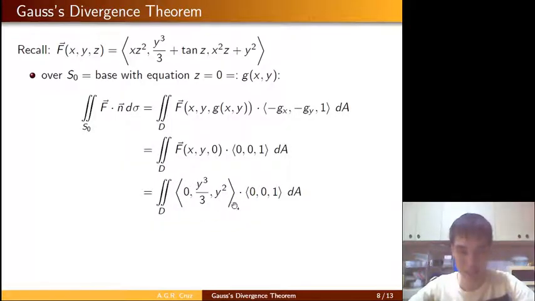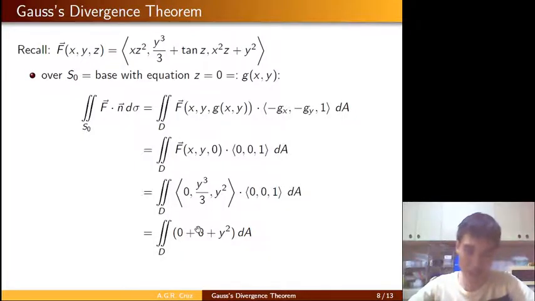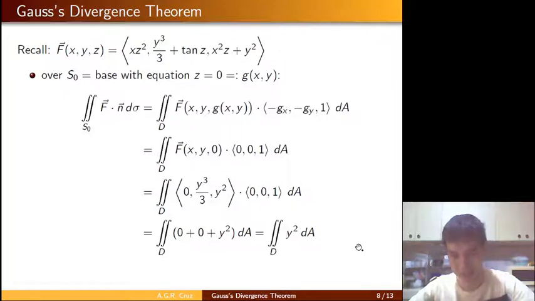And then you take the dot product of this vector with 0, 0, 1. Okay, let's dot these two vectors together. What do you get? You should get 0 times 0, that's 0. Y cubed over 3 times 0, you get again 0. Then y squared times 1, you get y squared. So this is our resulting integrand. And then when you simplify this further, you of course get the double integral of y squared over D.